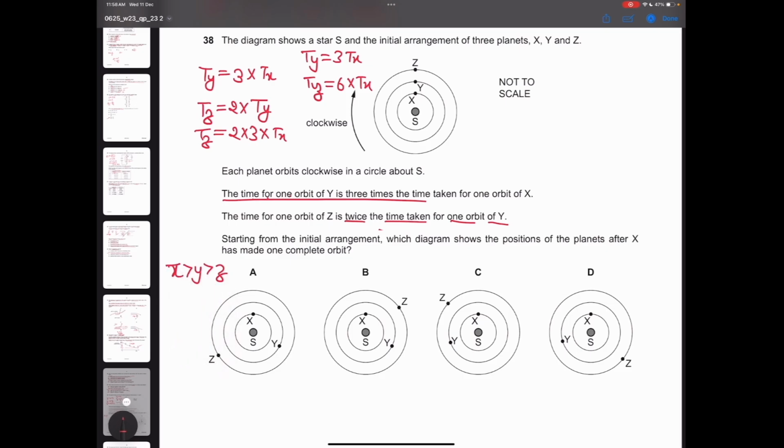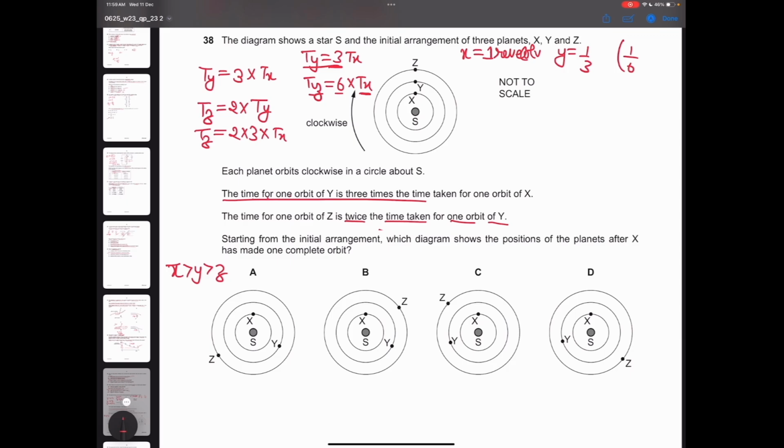And from here we can say that when X completes one revolution, Y has completed only 1/3 of it because it is taking 3 times the time, right? And when X completes one revolution, Z has completed only 1/6 of it. It requires a little bit of maths, but I think you should be able to do this. Tz is equal to 6 times Tx, means if X was taking 1 minute, Tz is taking 6 minutes. So even lazier, even slower.